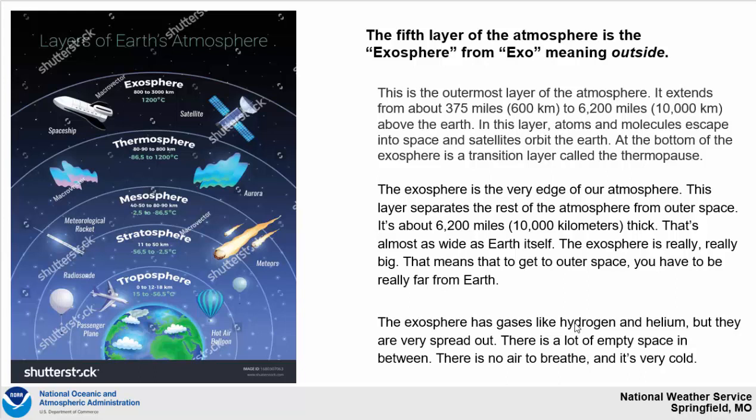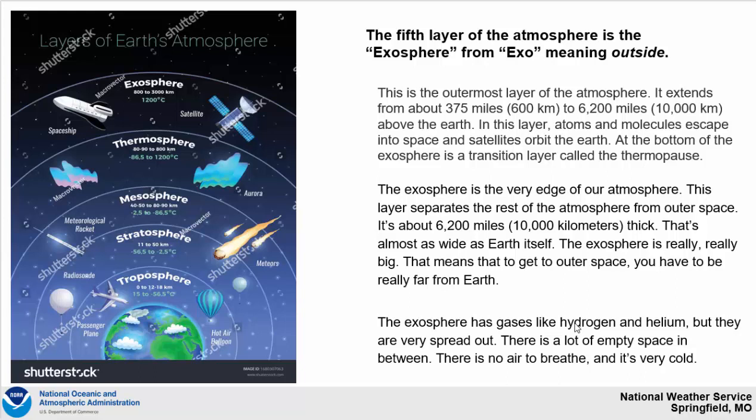The fifth and last layer of the atmosphere is the exosphere, from exo meaning outside. This is the outermost layer of the atmosphere, extending from about 375 miles to 6,200 miles above the Earth. In this layer, atoms and molecules escape into space and satellites orbit the Earth. At the bottom of the exosphere is a transition layer called the thermopause. The exosphere is the very edge of our atmosphere. This layer separates the rest of the atmosphere from outer space.